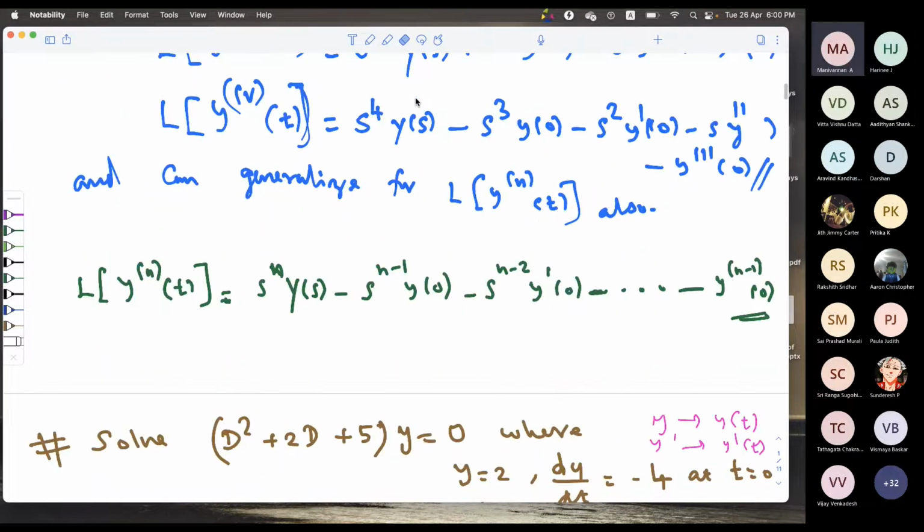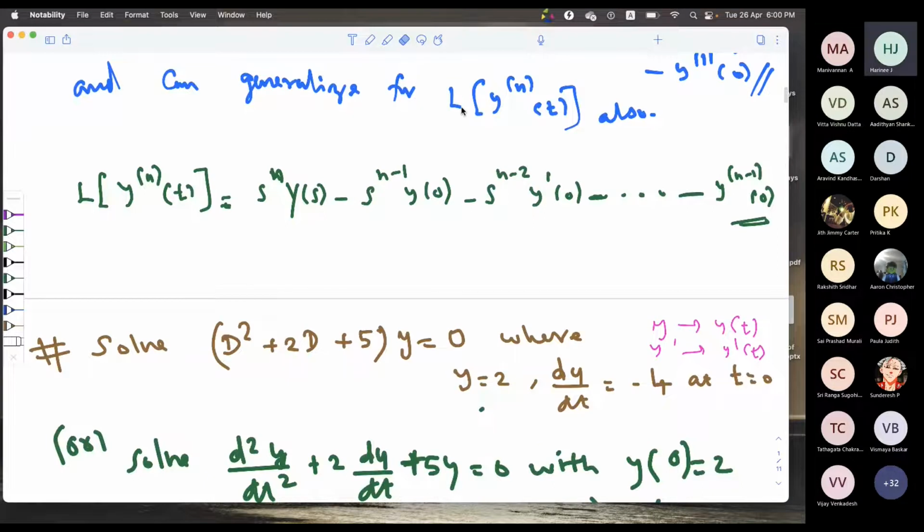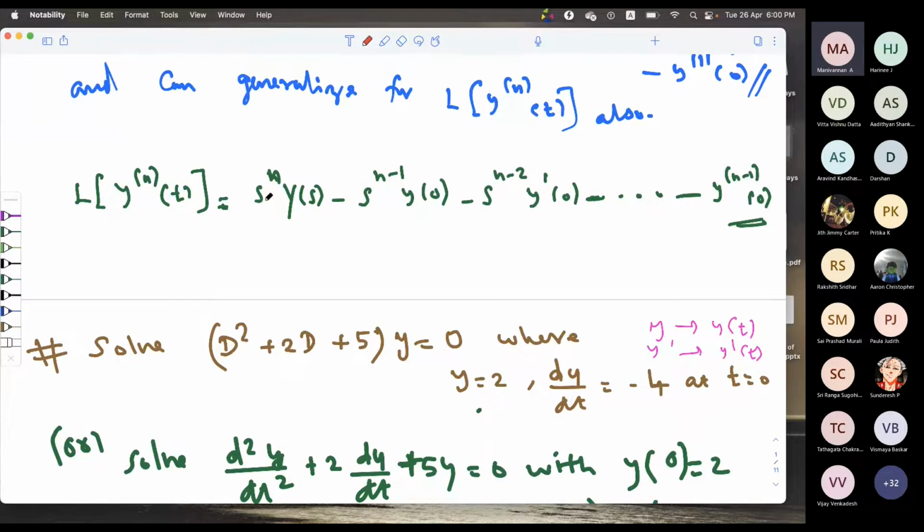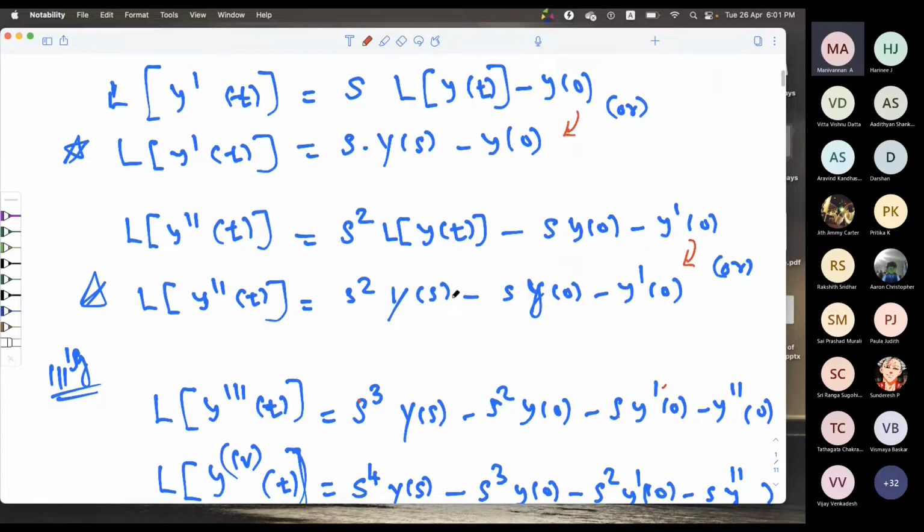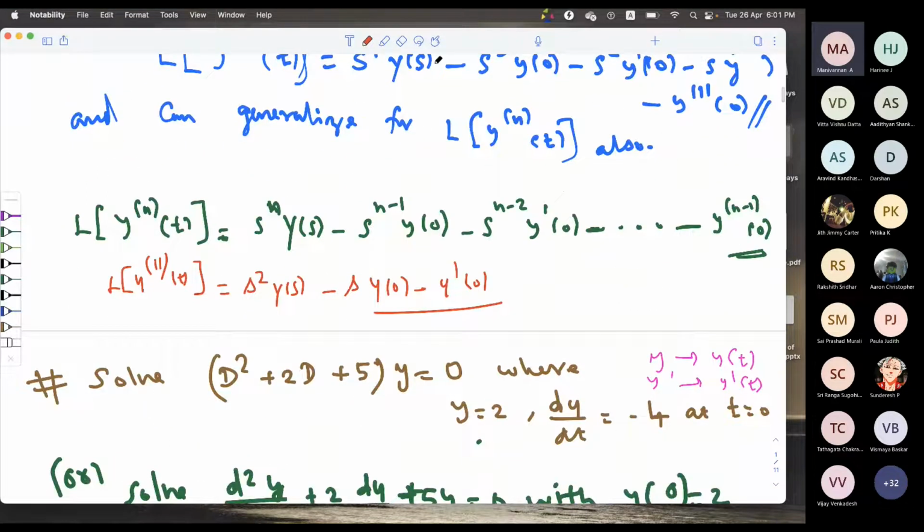Did you get the point? Yes, sir. It is the case for the nth derivative; the general formula is also there. If you substitute n equals 2, the second derivative, then s square Y of s minus s into y of 0, minus y derivative of 0. Here n is 2, so the conditions are the same. In this way, you may also use the general formula.